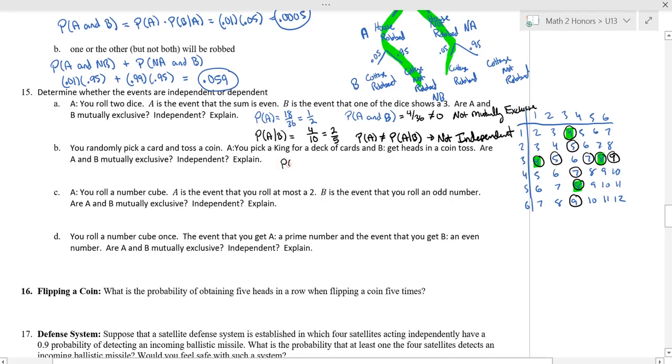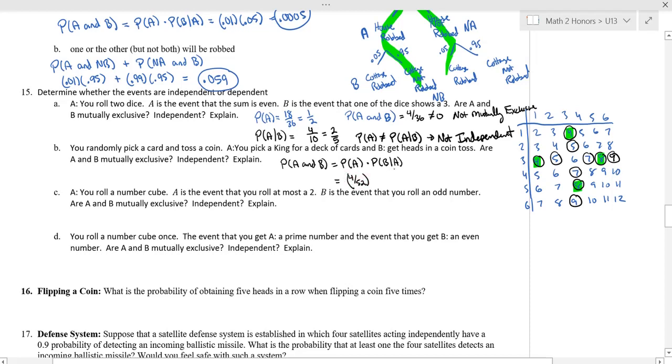What's the probability of A and B? And that's going to be the probability of A times the probability of B given A. So the probability of A is that you pick a king out of the deck, so you've got 4 out of 52.